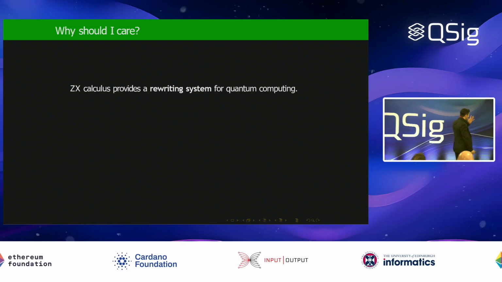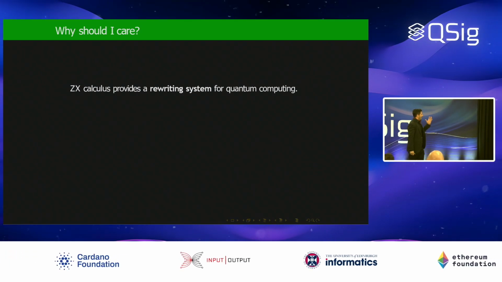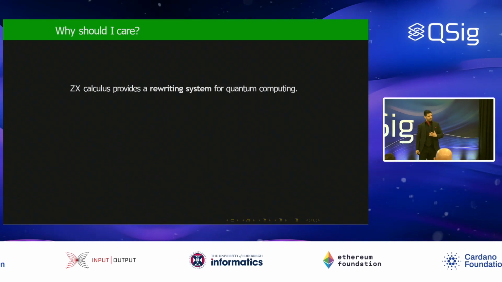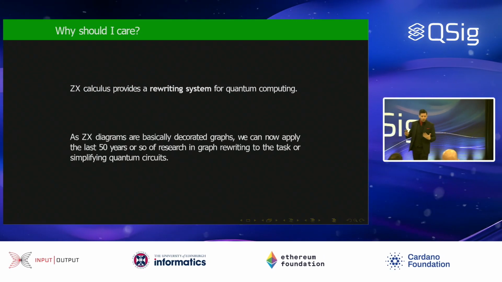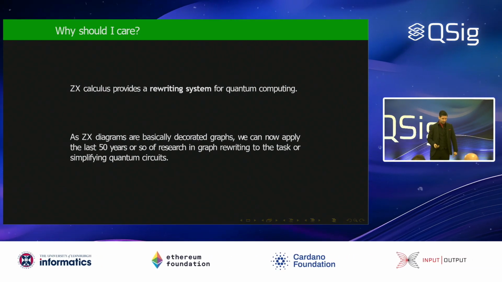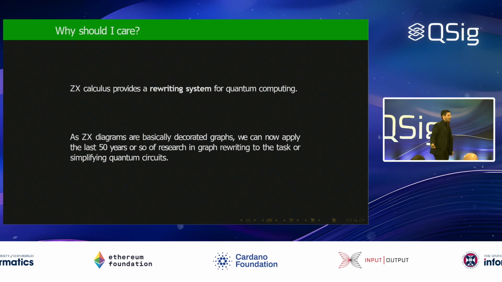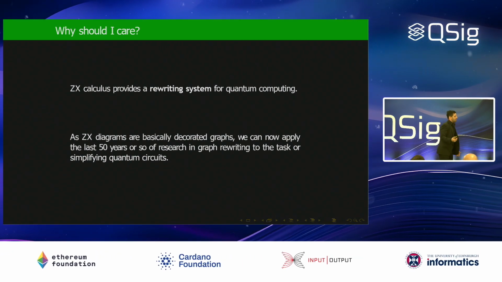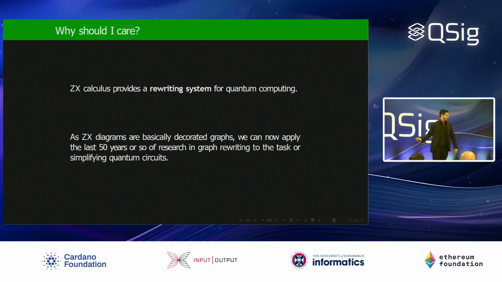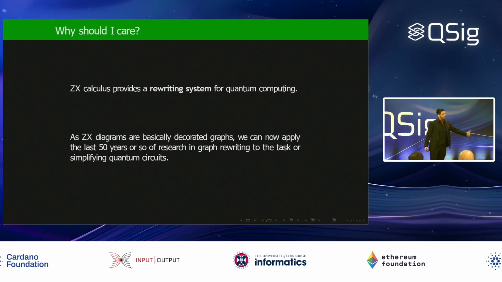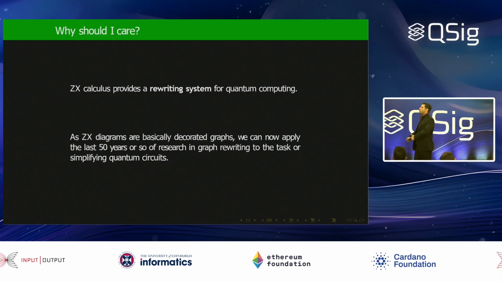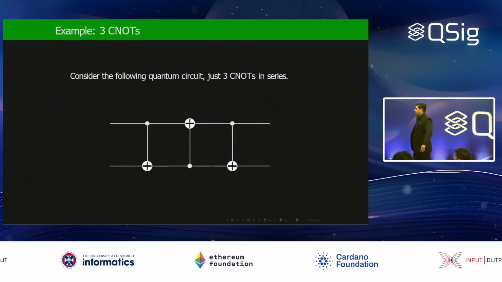The reason why this is really awesome is that now we can translate quantum circuits into decorated graphs. And when we do that, we have a rewriting system for simplifying quantum circuits, and we can apply the last 50 years or so of research in graph rewriting to simplify quantum circuits. So we can use double push-out rewriting, sesqui push-out rewriting, AI-based rewriting, whatever you want. So let me give you an example.